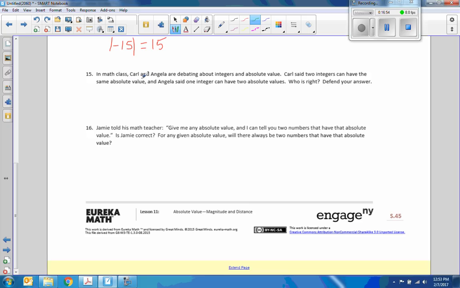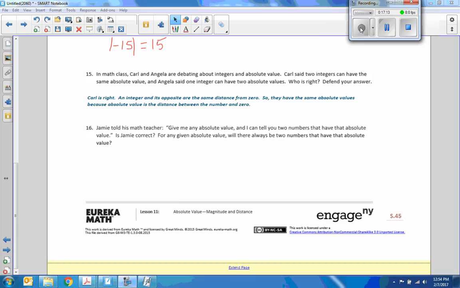In math class, Carl and Angela are debating about integers and absolute value. Carl said 2 integers can have the same absolute value. And Angela said 1 integer can have 2 absolute values. Who's right? Okay, so Carl is right. An integer and its opposite are the same distance from 0. So they have the same absolute value, because absolute value is the distance between the number and 0.